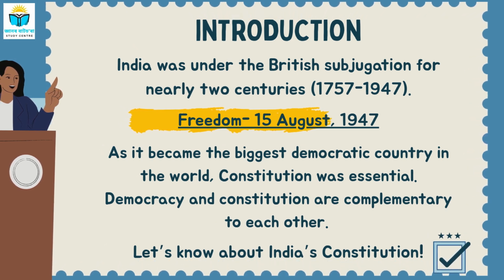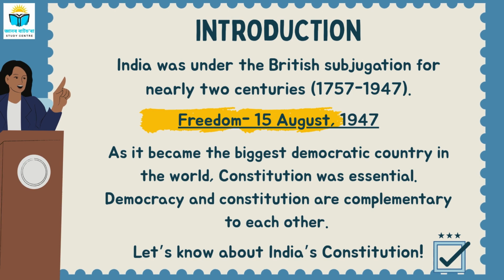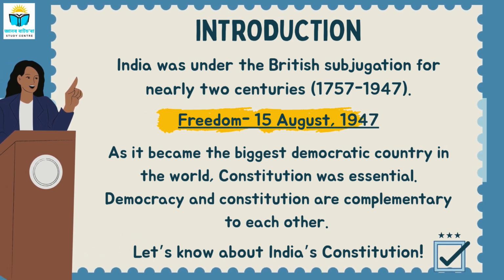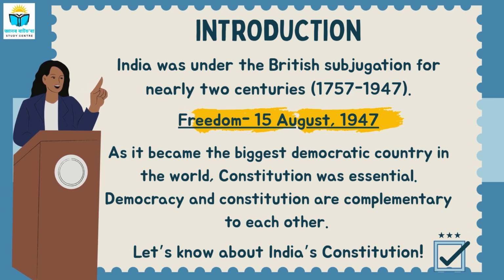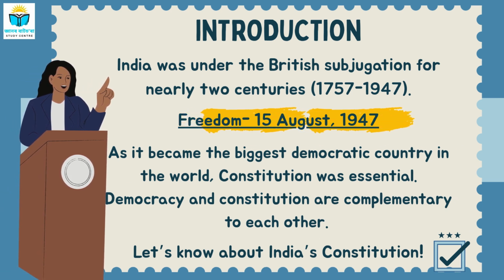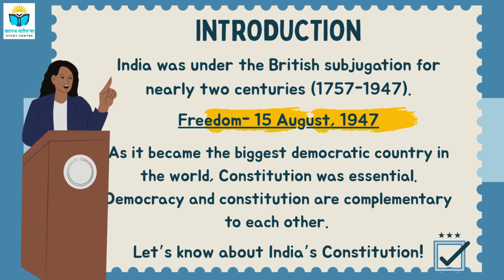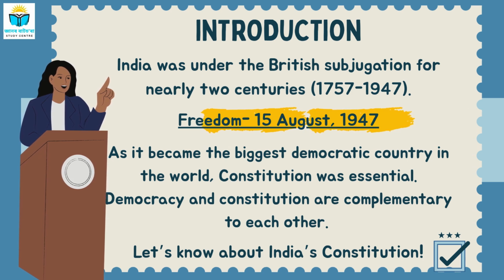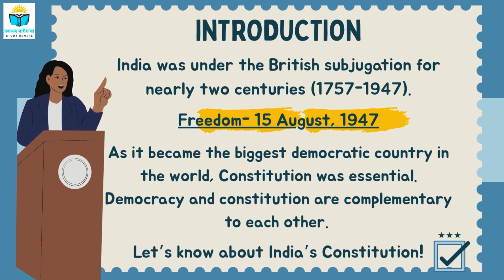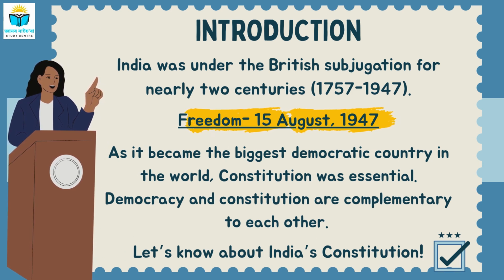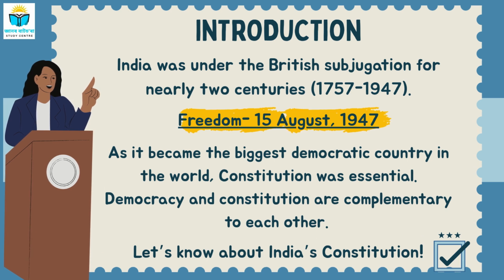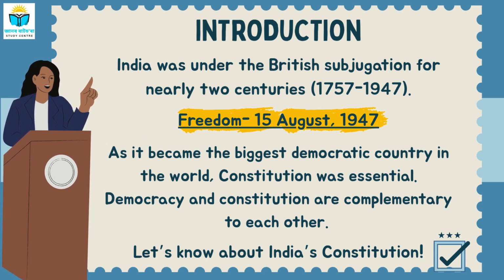India was under British rule from 1757 to 1947. But on 15th August 1947, India gained independence and emerged as the largest democratic country in the world. After independence, forming a constitution became essential. A constitution is crucial for any democratic country because it guides how the country is governed and ensures the protection of people's rights. Let's know about India's constitution.